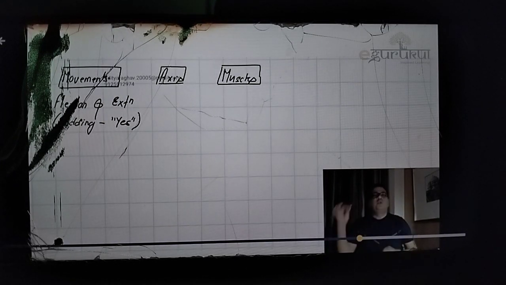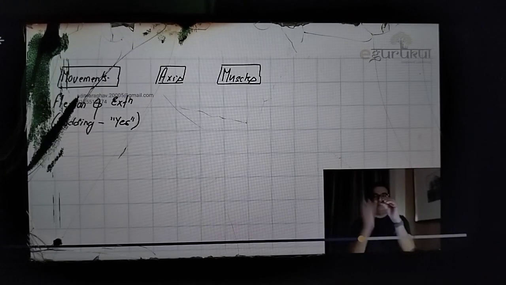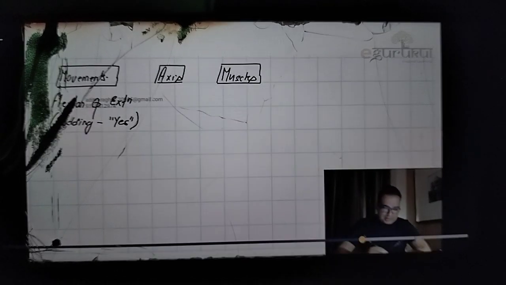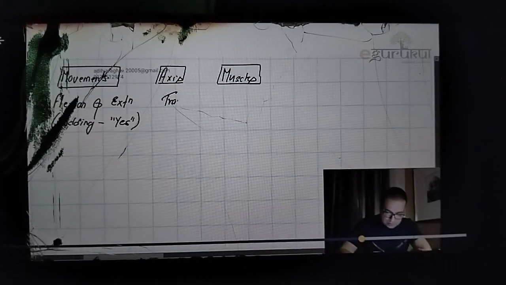So transverse axis. When you do yes and no, and you say yes like this, it is through this axis. That is the transverse axis. When you do the lateral flexion, then the axis is the anterior posterior axis. That is the axis, and movement is taking place in this plane here. So the axis for the flexion and extension is the transverse.